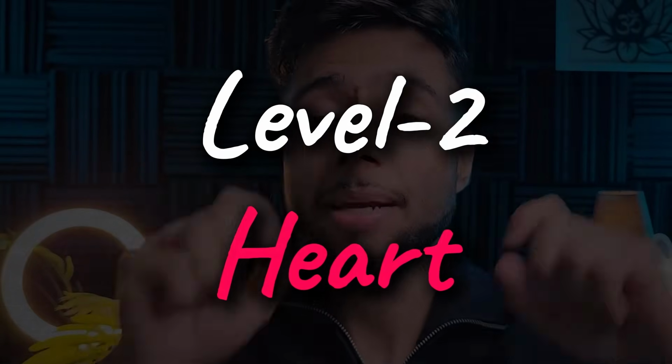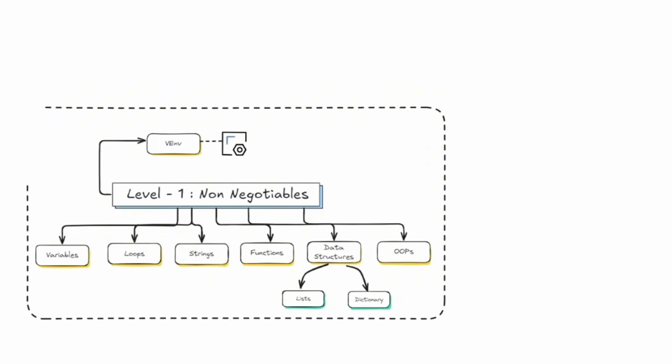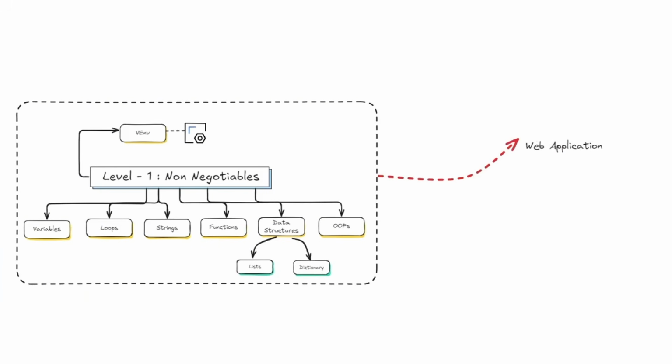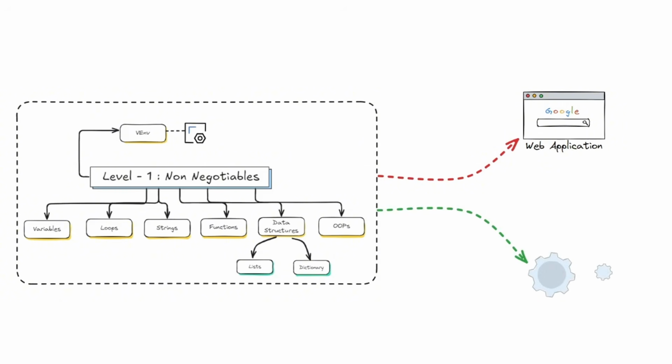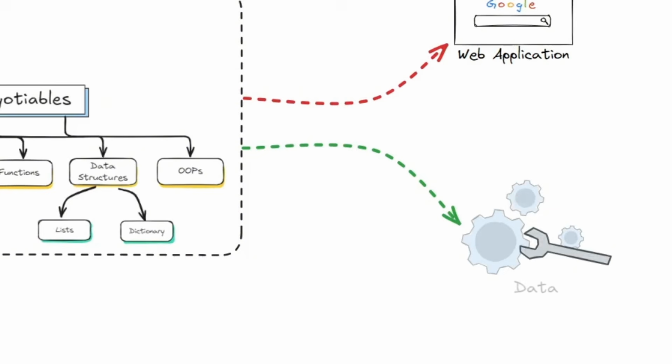Now let's move to level 2, which is called heart, because this is the heart of data engineering, and this is that particular turn which takes you towards the data engineering domain. Because to be honest, level 1 is the same for every developer, software engineering, web development, everything. But level 2 is that particular thing that takes you towards data engineering. Make sense? So what exactly do we have to cover in this area?